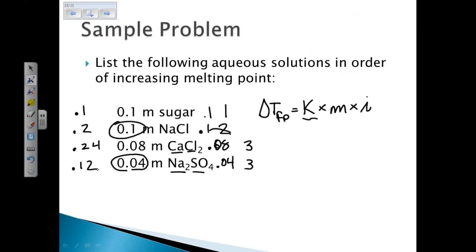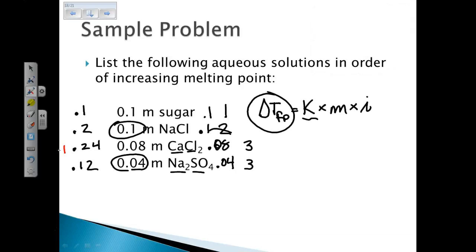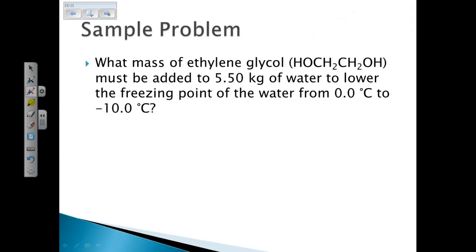Now, we want to do increasing melting point, so we want to know which one is going to have the largest freezing point depression first, because this is always going to be the change, so we want the greatest change in freezing point first. So this is going to go, and I'll do this in red here, 1 at the top, and then 2, and then 3, and then 4. Okay, so that's a sample problem where we're applying the ideas of freezing point depression.